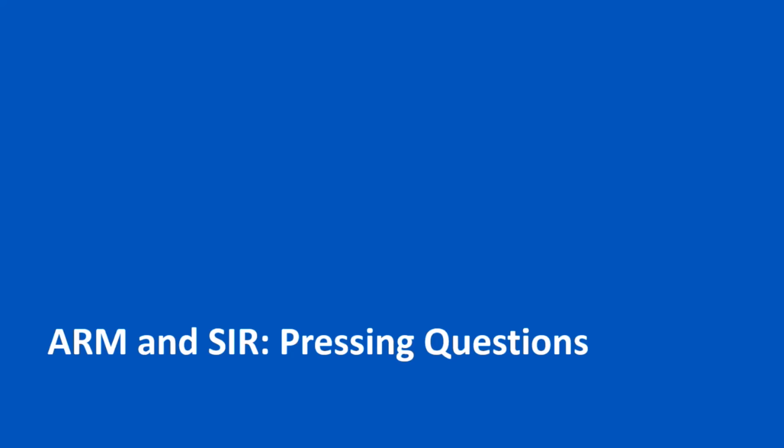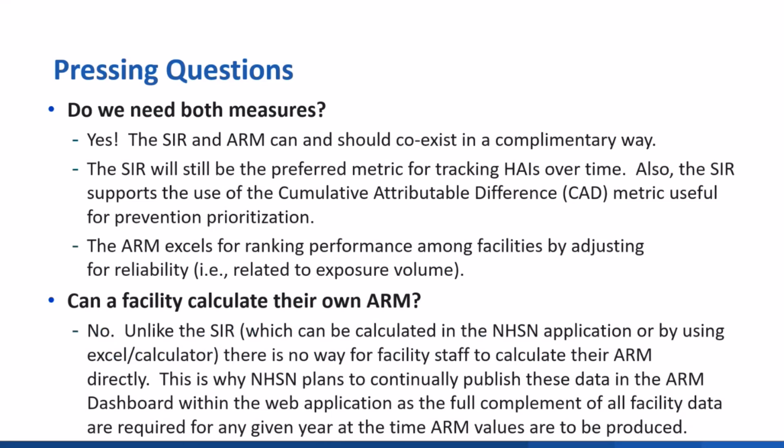So I've got this section for pressing questions, or I call them more preemptive questions. So first, do we need both measures? Do we need both the SIR and the ARM? And I'm going to say yes. So the SIR and the ARM, they are really good friends, right? They play on the same baseball team. They ride bikes after school. They skip rocks at the pond. They should coexist in a complementary way, but we're going to use them for different things.